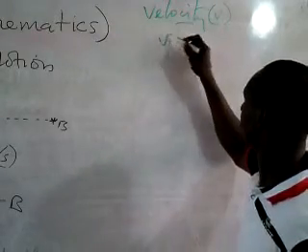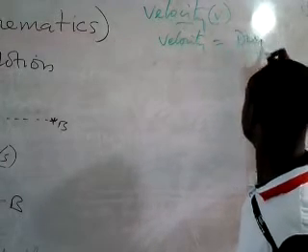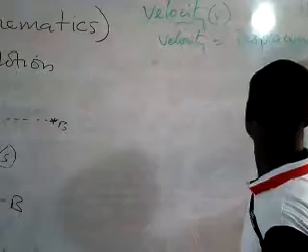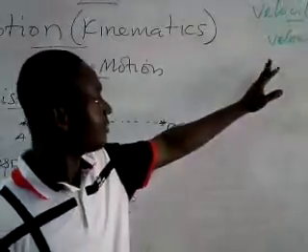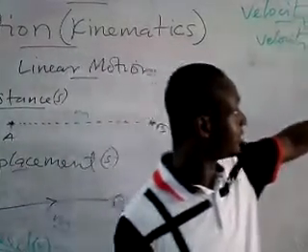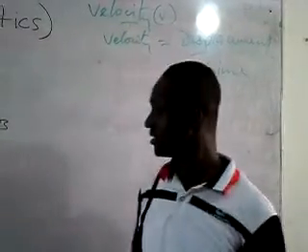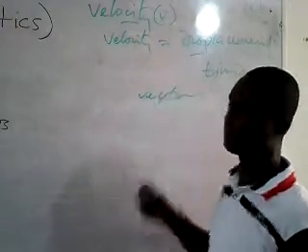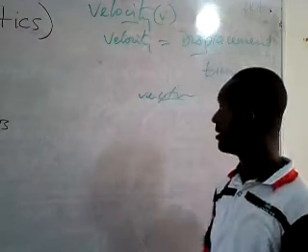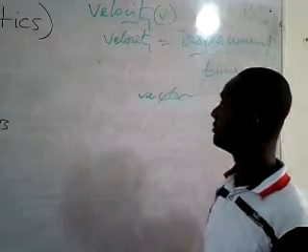You can write velocity to be equal to displacement over time. Velocity is not the same as speed. Speed is a scalar quantity, but velocity is a vector quantity. Velocity is a vector quantity because direction is involved. Displacement over time.